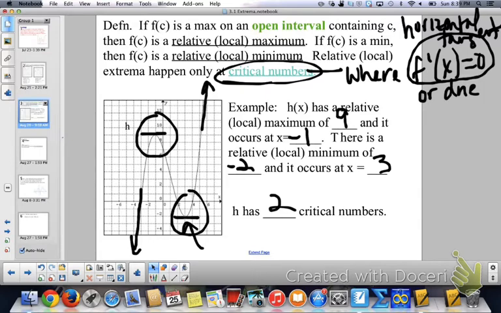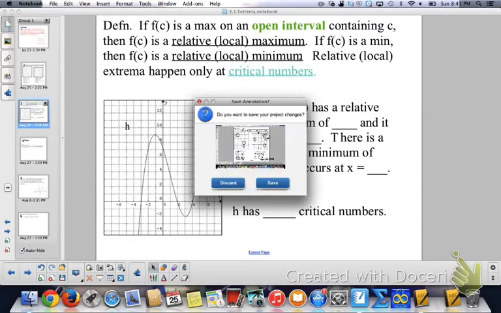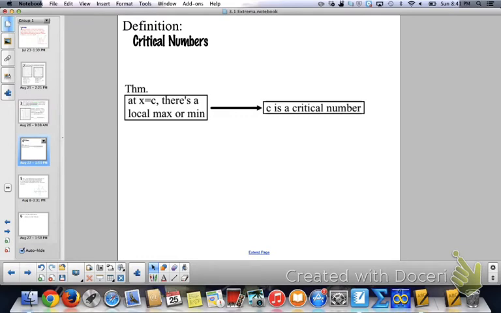All right, next page, we have the definition of critical numbers. I already went over this: f prime of x equals 0 or does not exist. Now the theorem says if at x equals c there's a local max or min, then c is a critical number. And remember, it's where f prime of x equals 0 or does not exist. So let's look at an example of that.